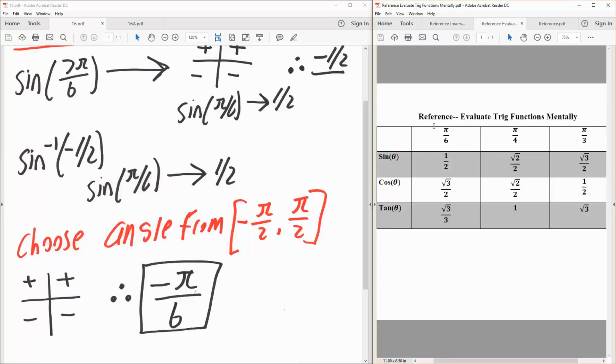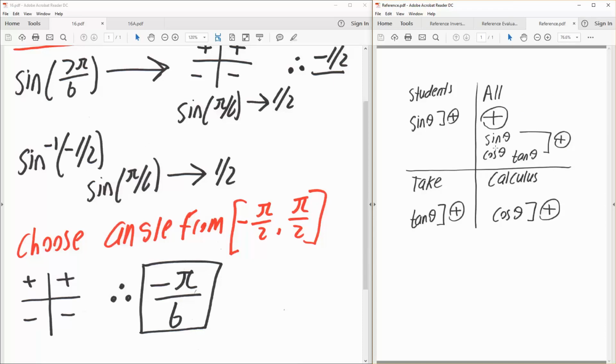Just to recap, in order to get 1/2, it needs to be pi over 6, but in order to get negative 1/2, it needs to be negative pi over 6. Based off our reference table, quadrant 1 is positive for sine, cosine, and tangent. It's positive for everything. Our only options are this quadrant and quadrant 4, and quadrant 4 is only positive for cosine. It's negative for sine, so we want the negative one. And so our answer would be negative pi over 6.